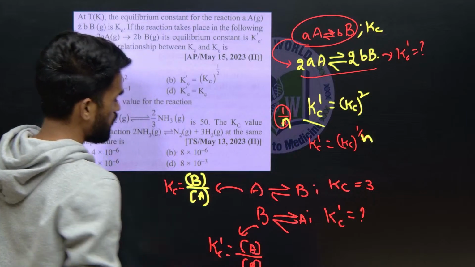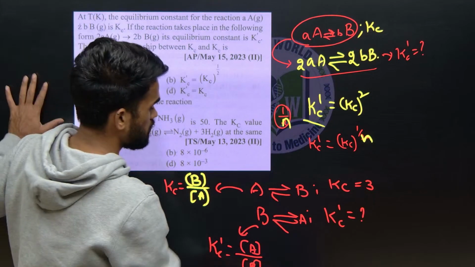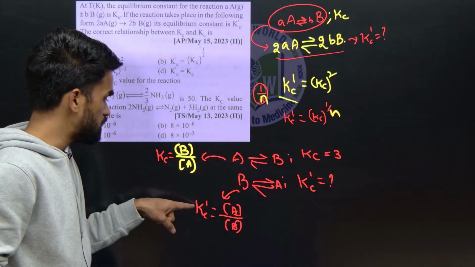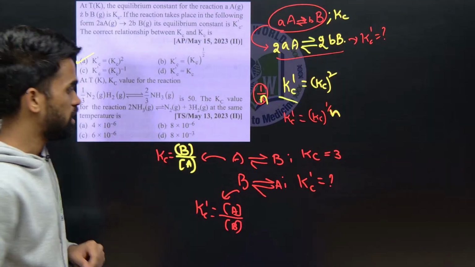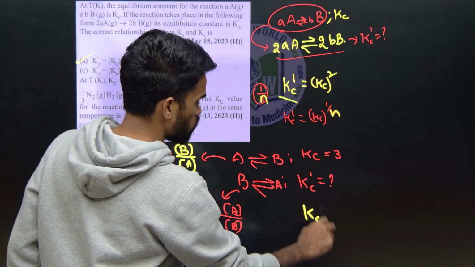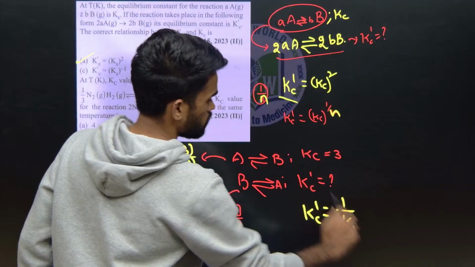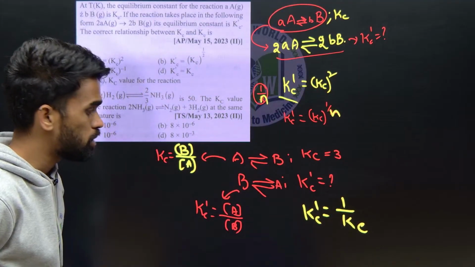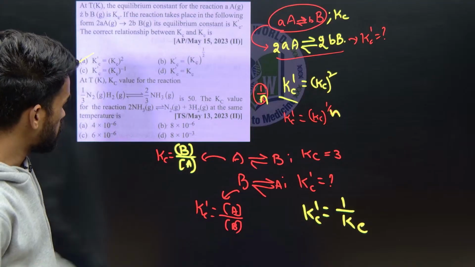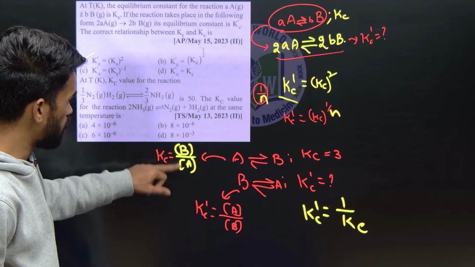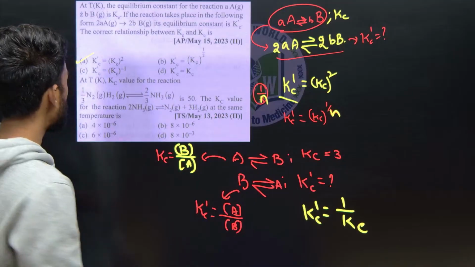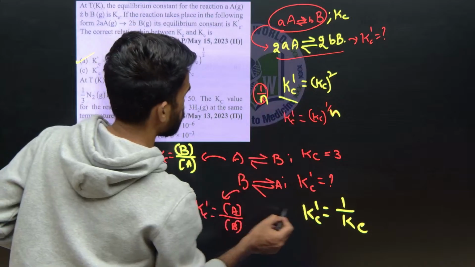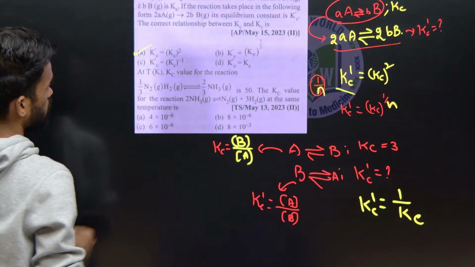So how do they relate? Just what I did, I just reversed the reaction. So when we reverse the reaction, its Kc dash becomes inverted. It means Kc dash is equal to 1 by Kc. When a reaction is reversed, its equilibrium constant becomes inverse. See, it is inverse here. It is B by A, here A by B. Okay, now read this question. You can easily answer this by understanding this two-step concept.